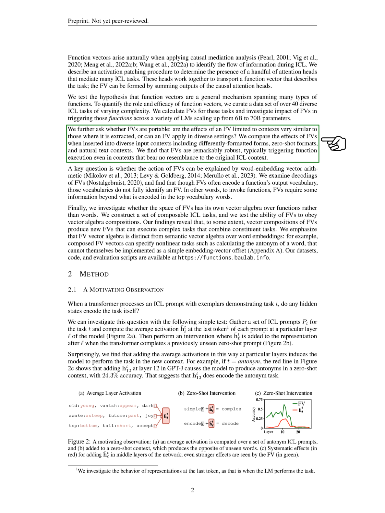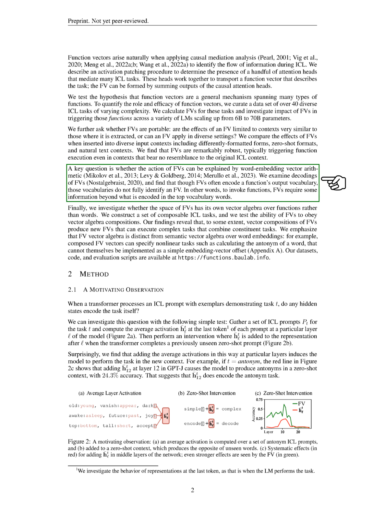We also question whether the action of function vectors can be explained by word embedding vector arithmetic. We examine decodings of function vectors and find that although function vectors often encode a function's output vocabulary, those vocabularies do not fully identify a function vector. In other words, to invoke functions, function vectors require some information beyond what is encoded in the top vocabulary words.